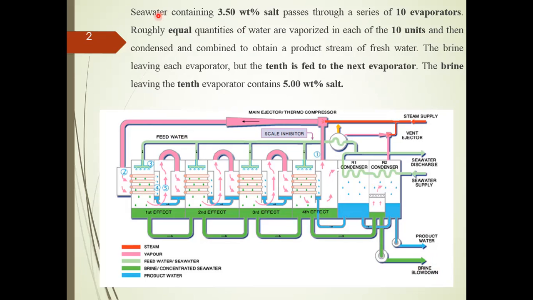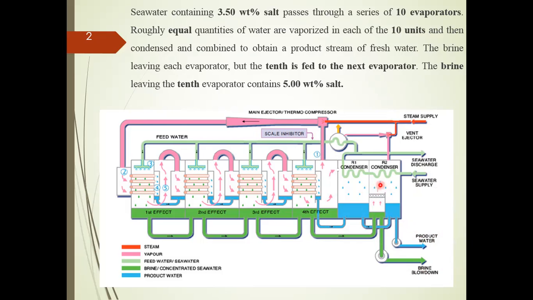So seawater containing 3.58% salt. In this diagram, the seawater supply contains 3.58% salt, and the remaining is water. It means that it is 96.5% water, and it passes through a series of 10 evaporators. This seawater is going to be passed through these evaporators so that water is evaporated from the brine, brine is recovered at the bottom, and pure water is also recovered at the bottom.